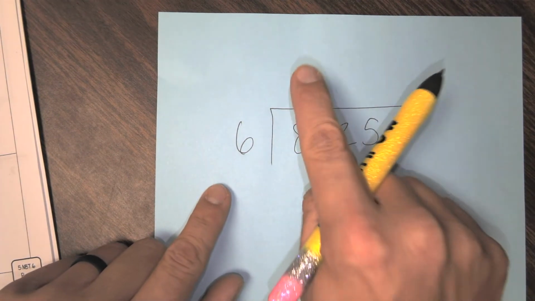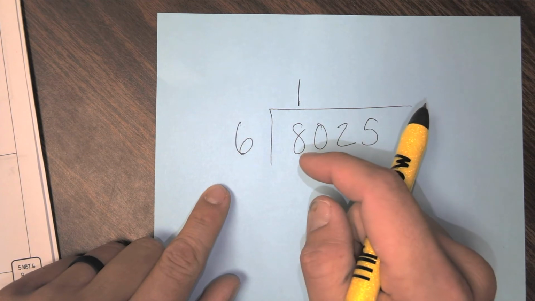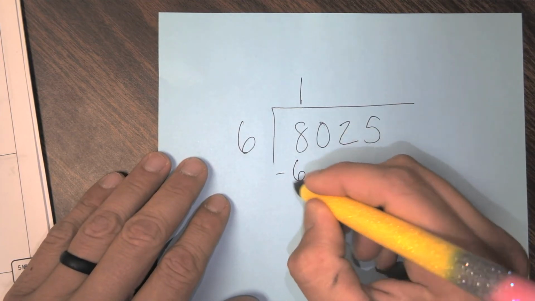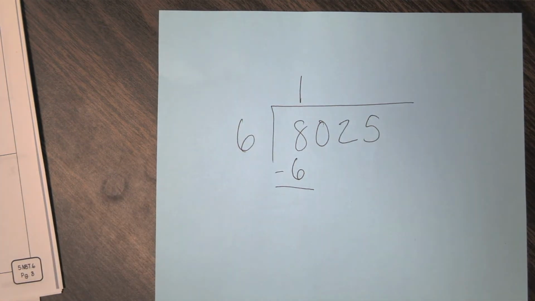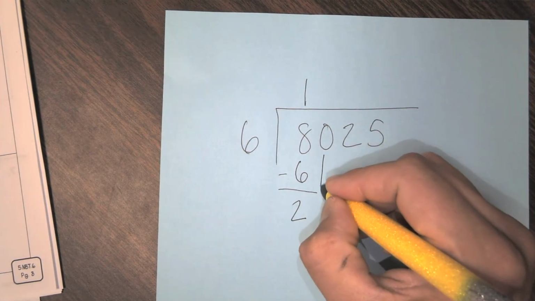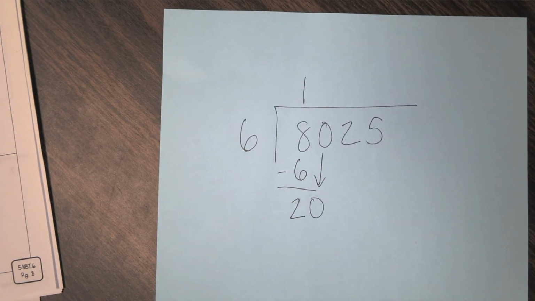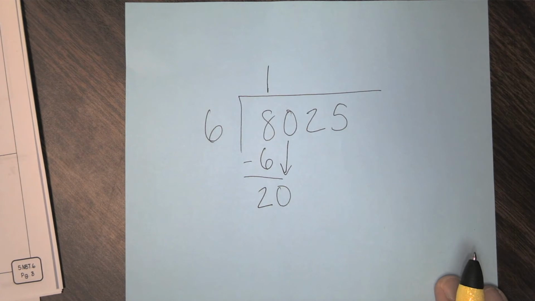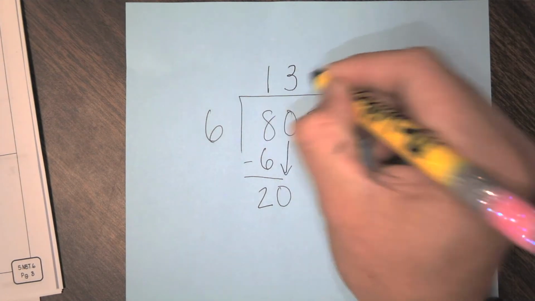So 1 times 6 now is what? 6. That goes directly below the 8 because now we have to subtract. So 8 minus 6? 2. Now, does 6 go into 2? No. So this is where you have to drop the next number. In that case, it's a 0. So now we look at, does 6 go into 20? Yes. How many times? 3 times. So that 3 goes above the 0.